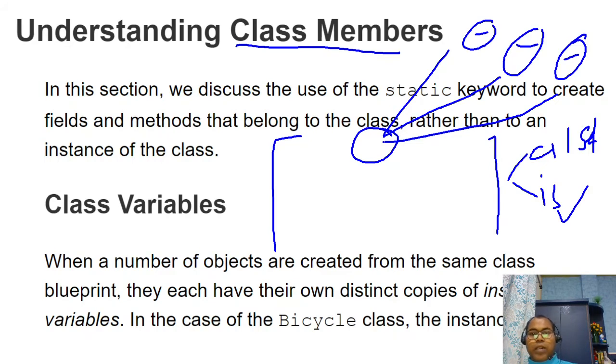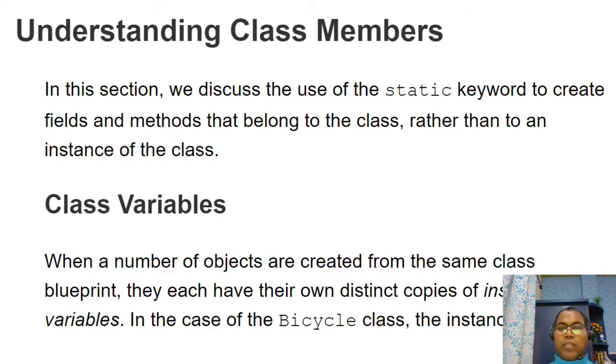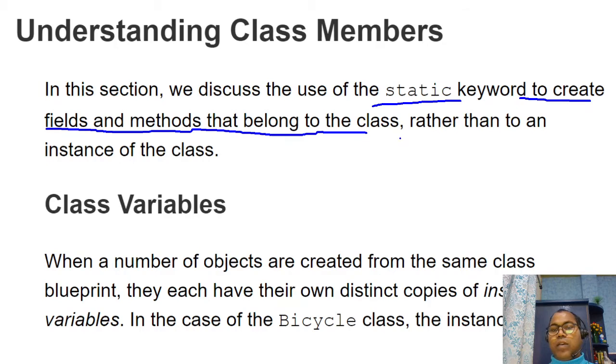So for a class member, if you want to make some class member, then you have to use the static keyword. The static keyword is used to create a field or method that belongs to the class rather than an instance of an object. As per the use case, some fields you want to belong to the class, not to each instance. In those scenarios, you mark those variables or methods as static.